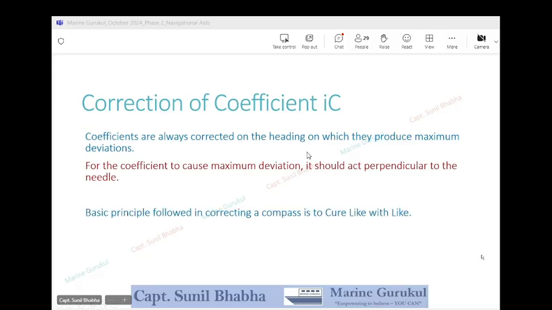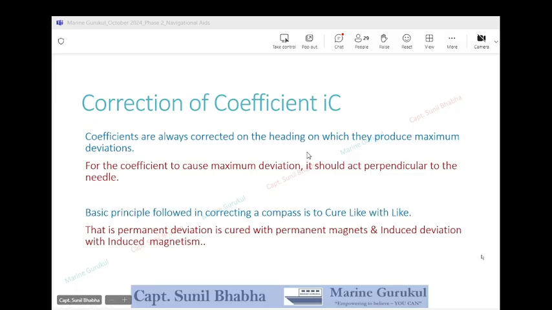Let's now move on to the correction of coefficient IC, induced C. And first of all, let's refresh the correction procedure, the correction fundamentals. Coefficients are always corrected on the heading on which they produce maximum deviation. In this case, maximum deviation is generated on northerly or southerly heading, so the correction is made on one of these two headings.